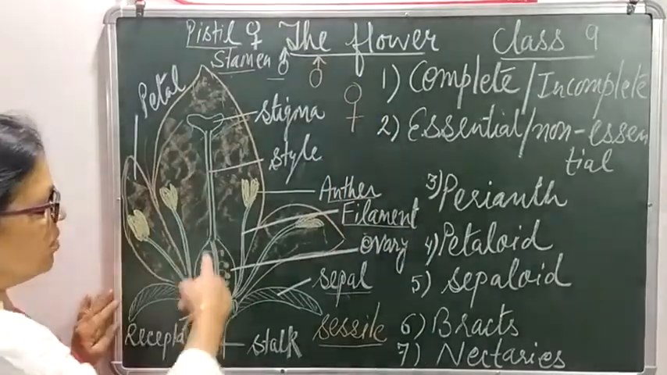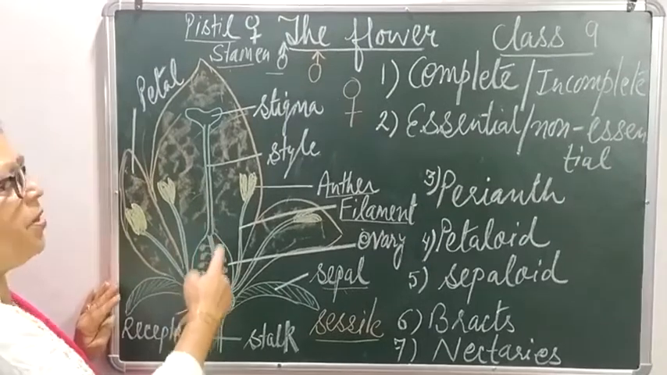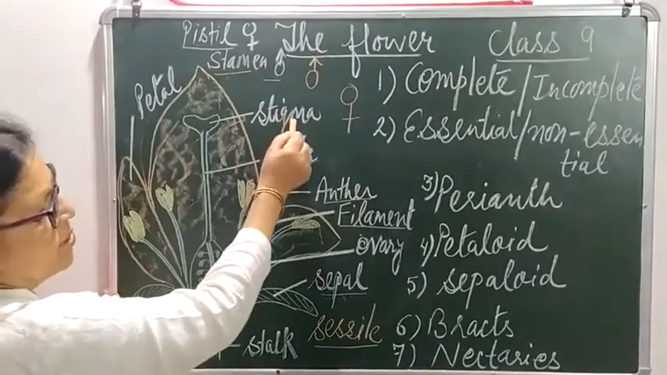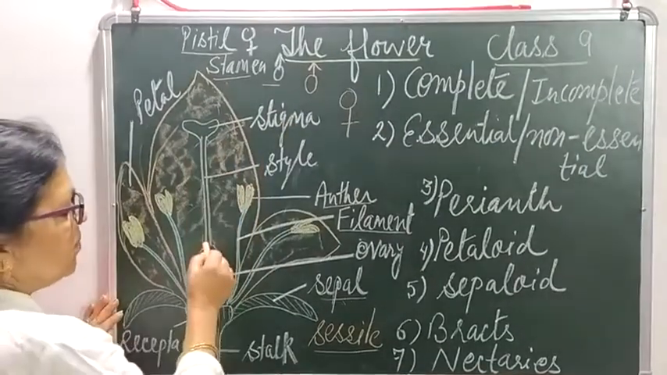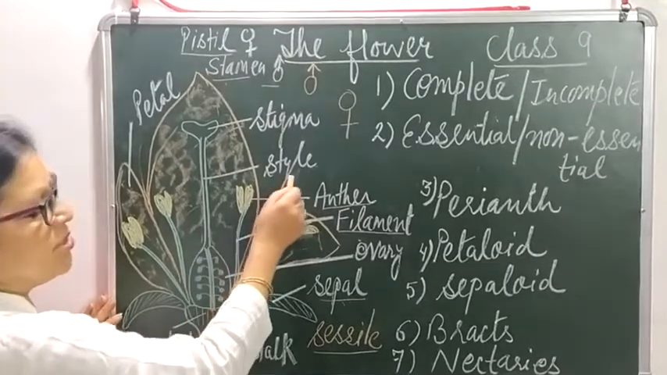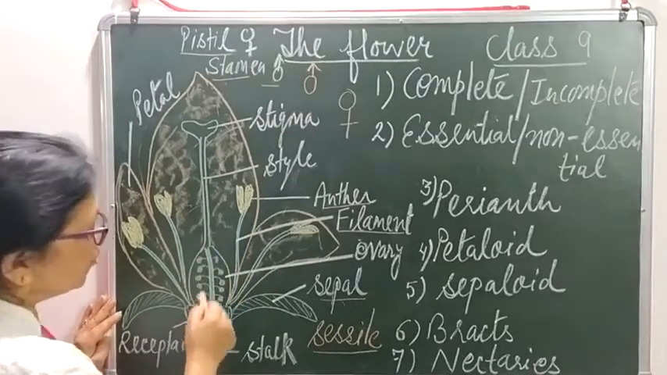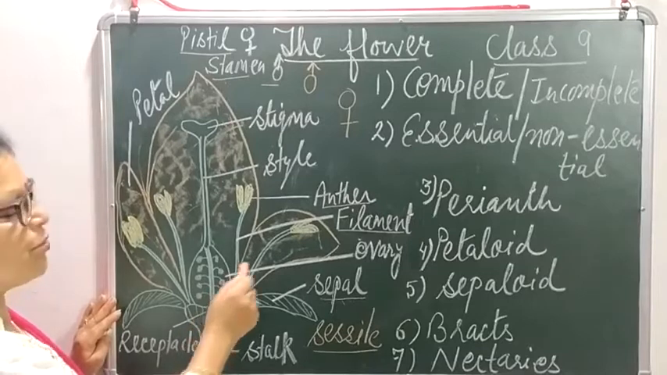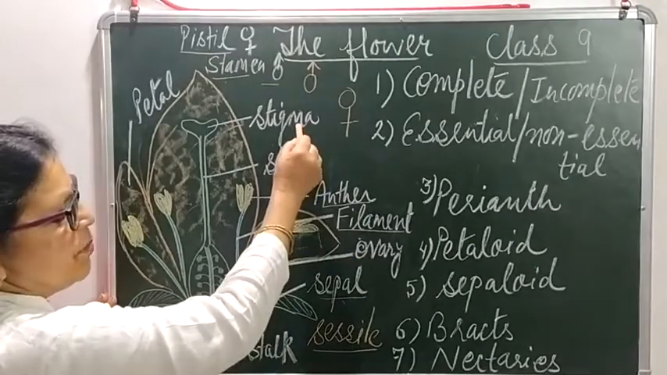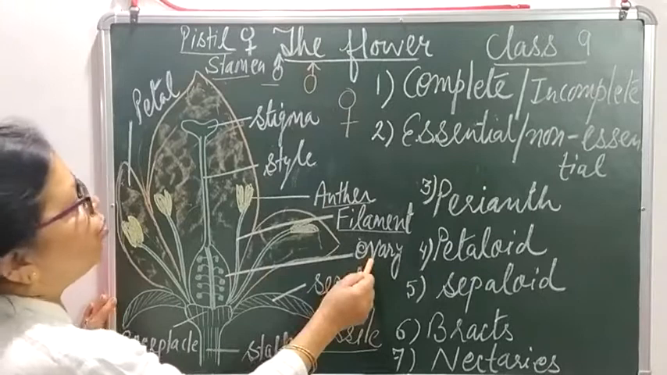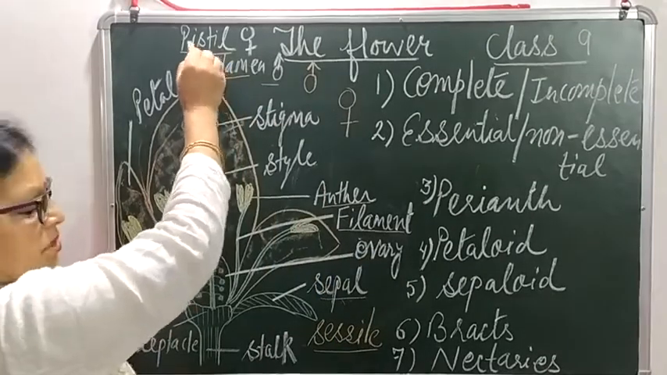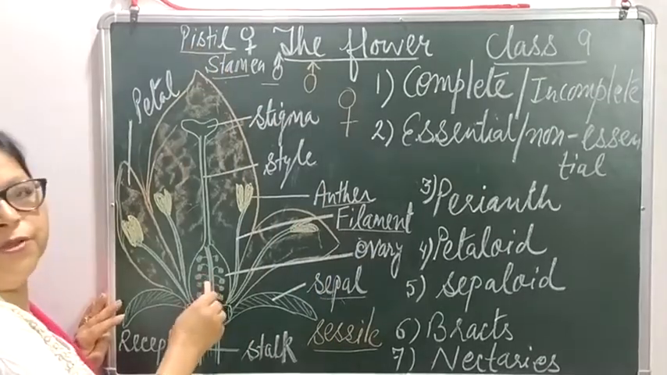So this pistil has three main parts. The upper part is called the stigma. This neck-like structure is called the style, and the swollen base is called the ovary. So stigma, style and ovary are parts of the pistil. This is the female part of the flower.